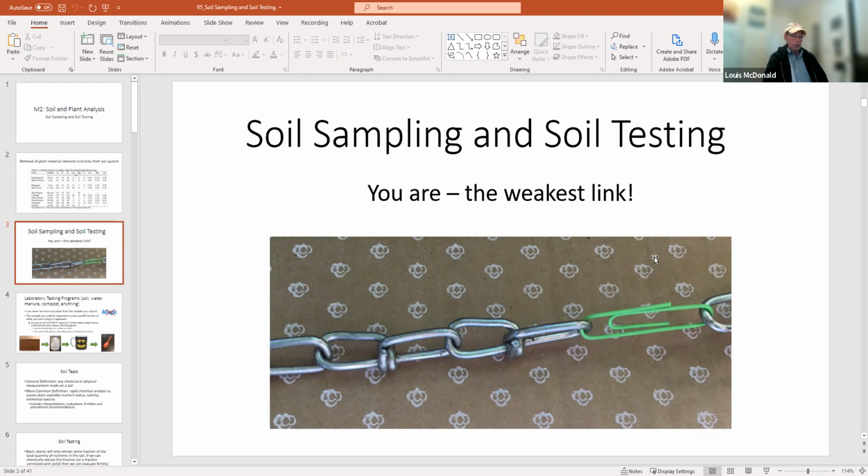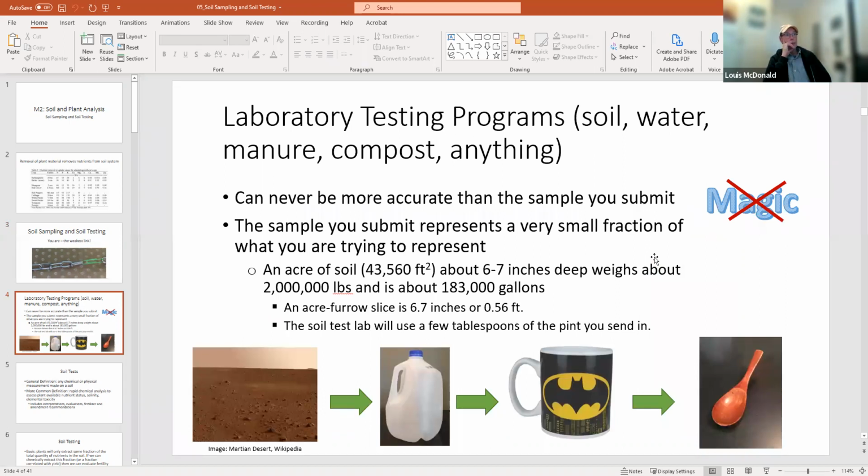All right, so get a good sample. That's the bottom line. Nothing magical can happen in the soil testing laboratory or any laboratory. You collect a bad sample, you're going to get bad results back, or they're not going to reflect what you think they're going to reflect, and you're going to make bad decisions. And if you make bad decisions, it's going to cost you money, or it's going to cost your company money, or it's going to cost your client money. And that's a recipe for disaster.